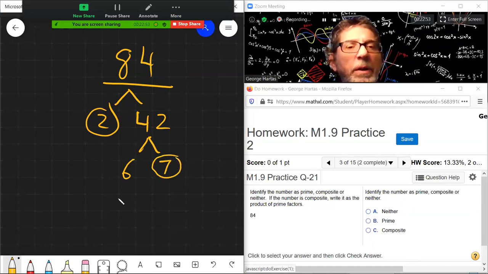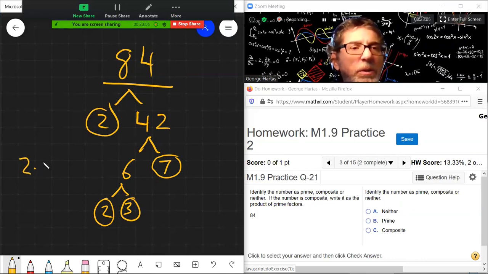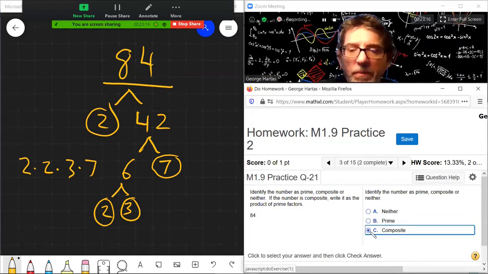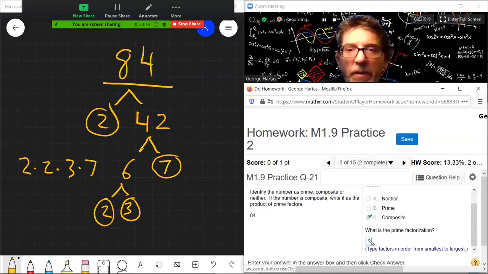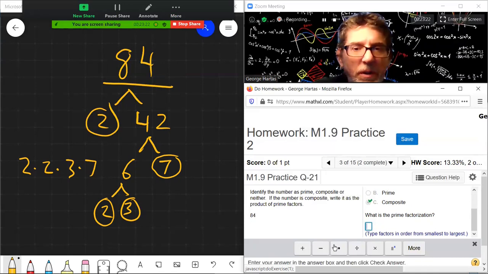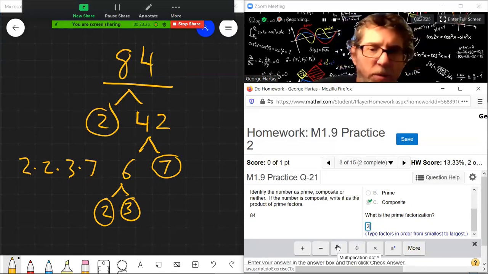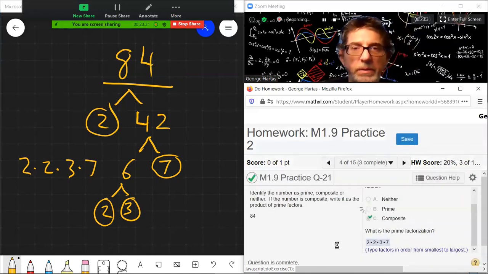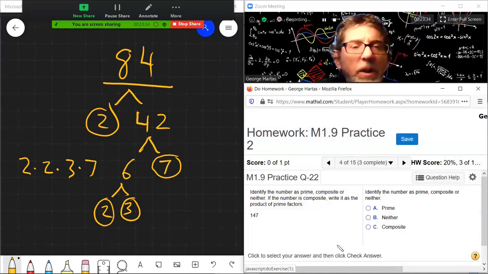7 is a prime number. Here we got 2 times 3. Done. So 2 times 2 times 3 times 7. There's our answer. It's definitely composite. And the factorization is 2 times 2 times 3 times 7. And we got another one.